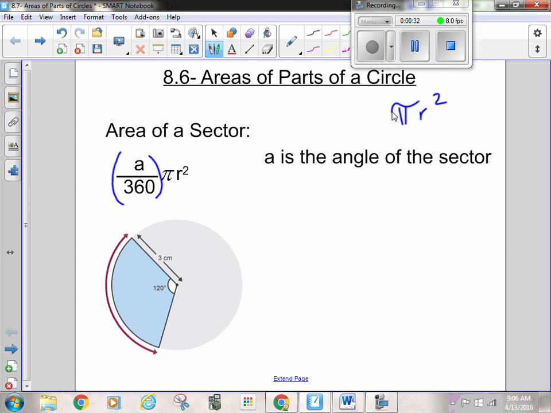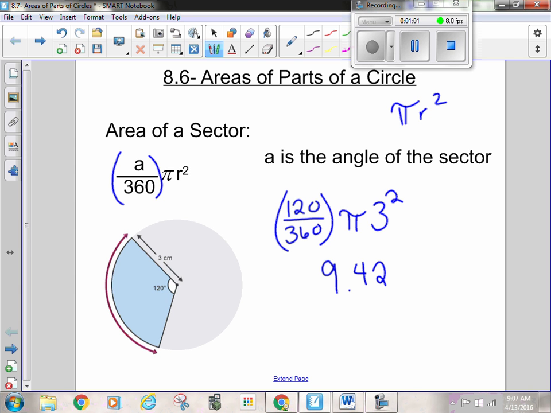Okay, so if we look here at my first example, the angle of my sector, the blue portion, is 120. So we do 120 over 360. We're going to times that pi and the radius squared, so 3 squared. Literally, we're just going to punch this right into our calculator: 120 divided by 360, pi, and then 3 squared. And we're going to get 9.42. And the label is going to be centimeters squared because we're talking about area. So we just plugged it into the formula and right into our calculator.